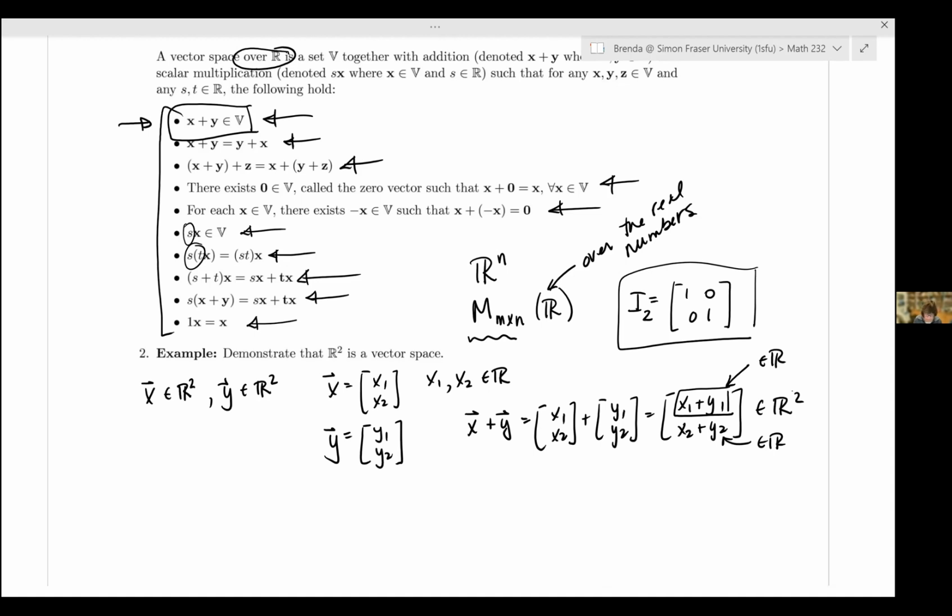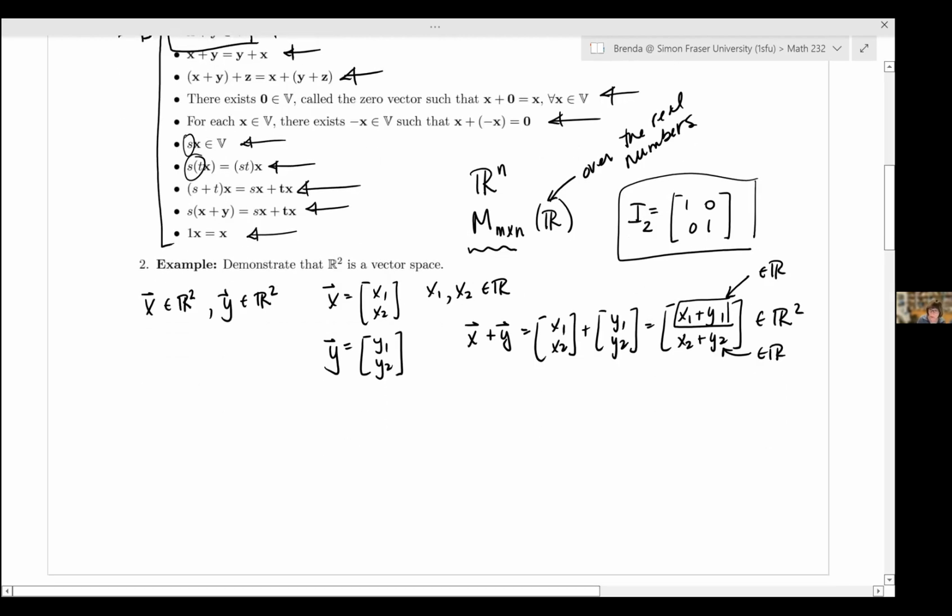Okay, so now you just motor through each one of these things, showing that the property holds for the general object. You don't use a specific example, you use the general object, a general vector from the vector space.